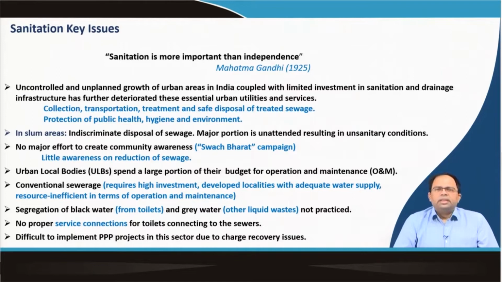So, in the Indian scenario, we have uncontrolled and unplanned growth in most of our urban areas, but the amount of investment that went into sanitation and drainage infrastructure was actually pretty less. Whatever utilities and services we had earlier, we were trying to keep pace with the growth, but gradually our utilities and services have deteriorated to a large extent. New projects have come up, but overall we would see that in urban areas the utilities and services are not at par with the kind of cities that we actually want.